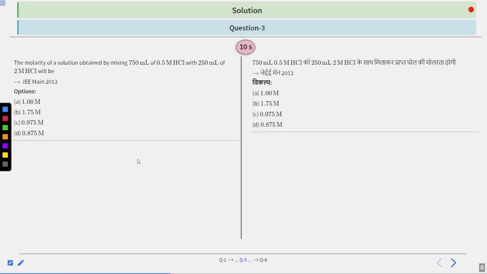The molarity of the solution obtained by mixing 750 ml of 0.5 molar HCl with 250 ml of 2 molar HCl will be. Your options are A 1.00, B 1.75, C 0.975 and D 0.875. So what will be the hint of this question?